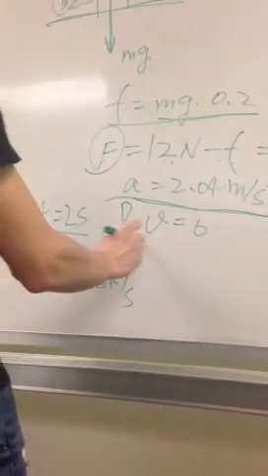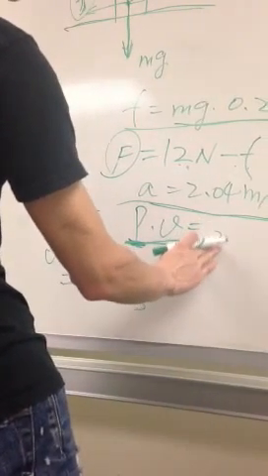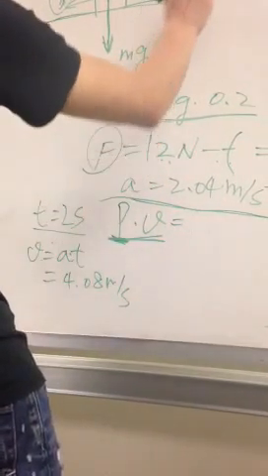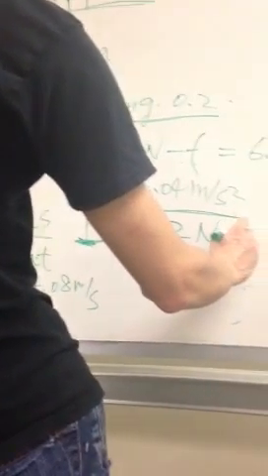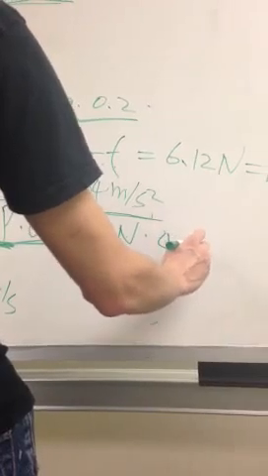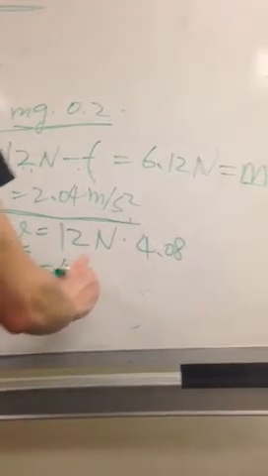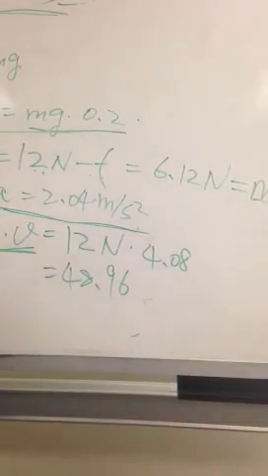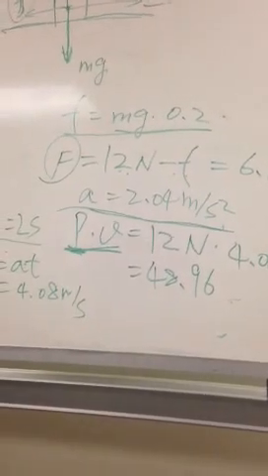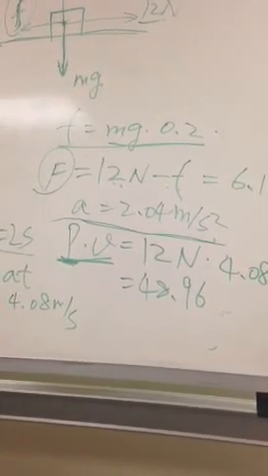So the rate at this time point will be P times velocity. P is 12 Newton times 4.08. So it's 48.96. The answer will be B. Okay.